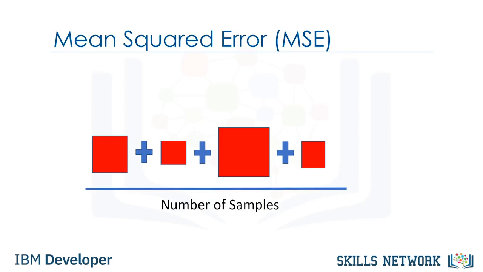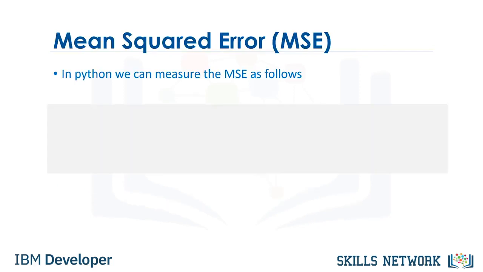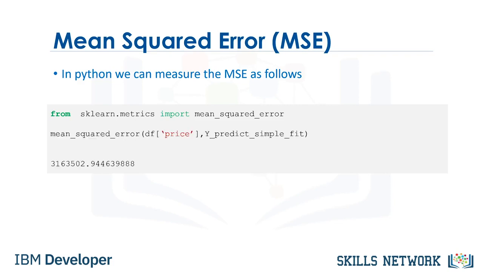number of samples. To find the MSE in Python, we can import the mean_squared_error from scikit-learn metrics. The mean_squared_error function gets two inputs, the actual value of target variable and the predicted value of target variable.